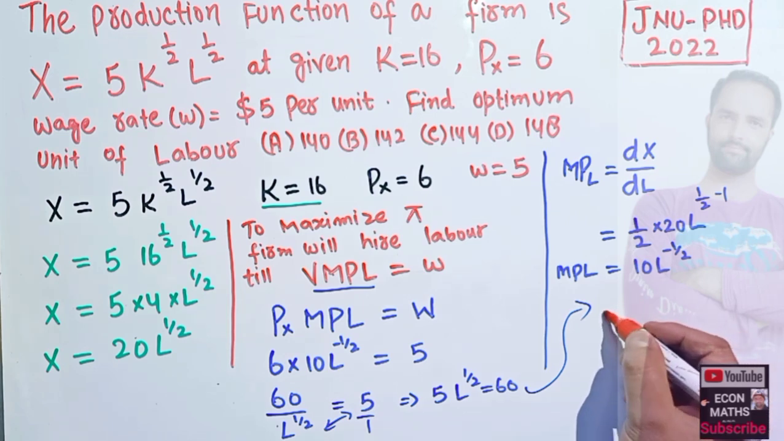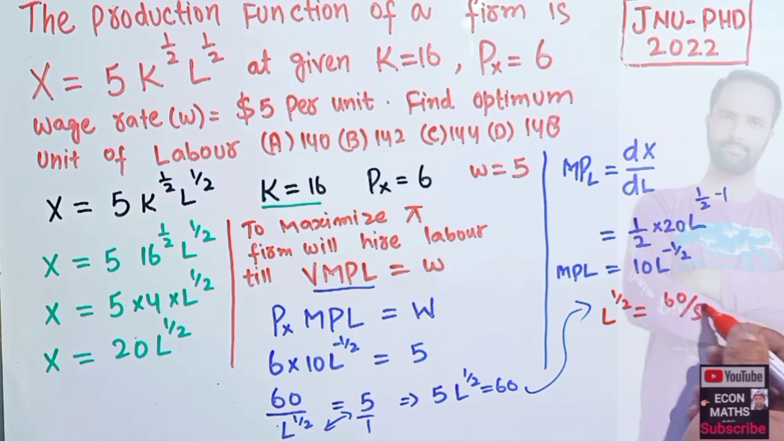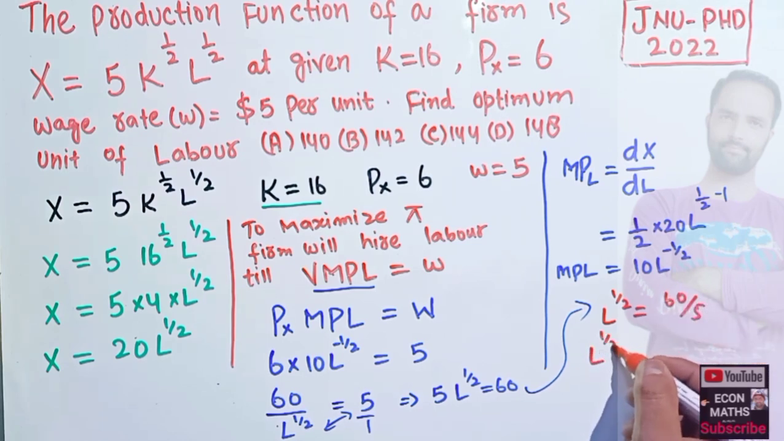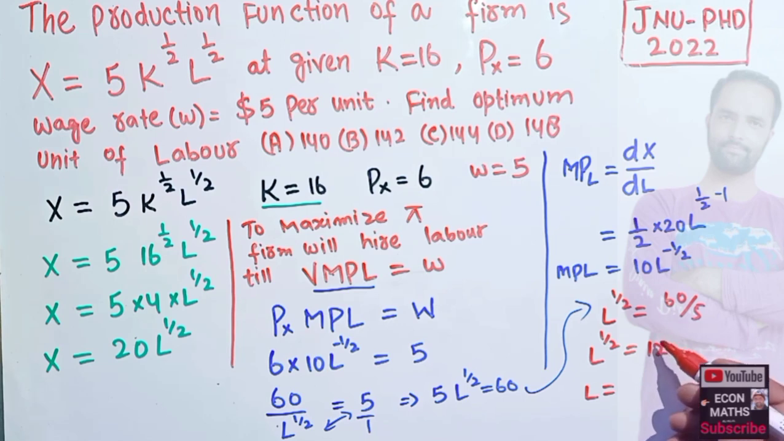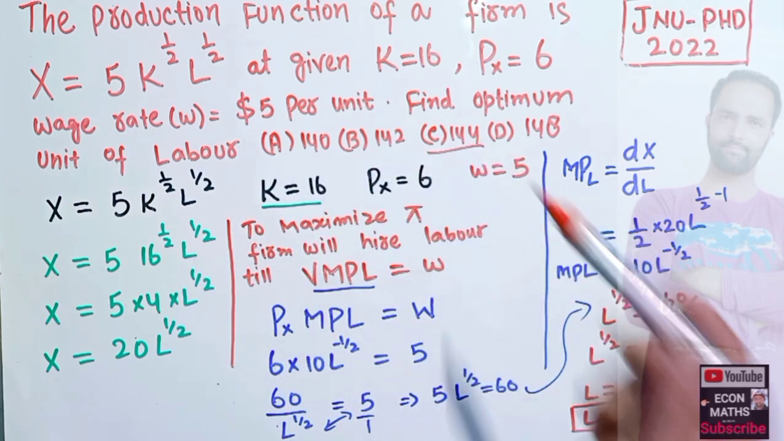So L to the power 1 upon 2 will be equal to 60 upon 5. That gives us L raised to the power 1 upon 2 is equal to 12, or L will be equal to, if I transpose this exponent, it will remain an exponent but reciprocated. So if it is 1 upon 2, it will become 2 upon 1 here. So L will be equal to 12 into 12, which is 144. That means the optimum units of labor required will be 144. Okay, this option.